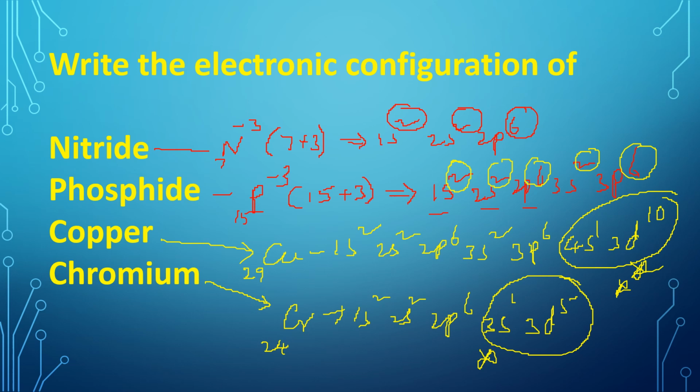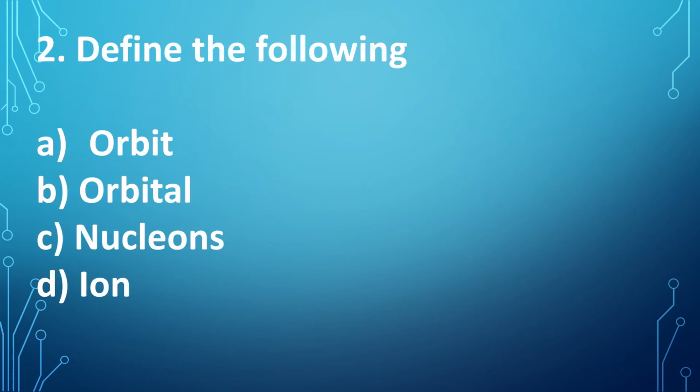Okay. Next, I will go for the next one, that is define the following. What is orbit? Orbit means electrons revolve around the nucleus in a closed circular path. Generally, this path is known as what? Orbit. So electrons revolve around the nucleus in a closed and fixed circular path called orbit or shell.